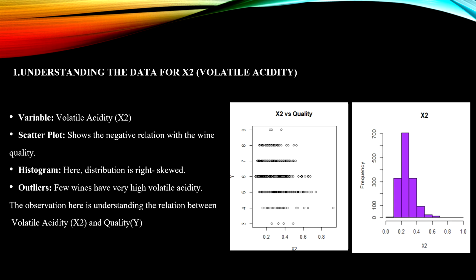Next is the understanding of the data for X2, that is the volatile acidity. Volatile acidity negatively impacts the quality. Here the scatter plot shows that higher values lead to lower wine scores. The histogram is right skewed, with most of the wines at low levels. Outliers with high acidity correspond to very poor quality of the wine.